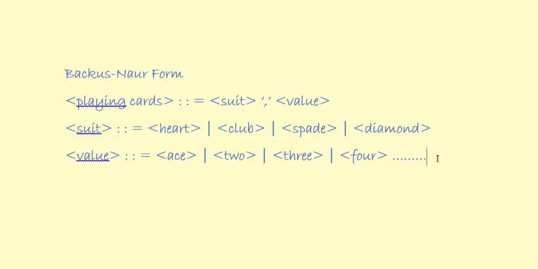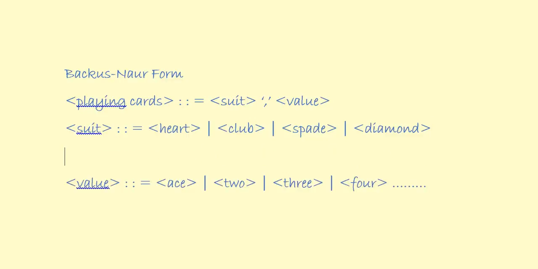But let's think about this. We've said what a suit is. A suit is a heart, a club, a spade, or a diamond. But there's another layer of granularity, or another layer of detail, that we can go into, because we have here an item called a heart.